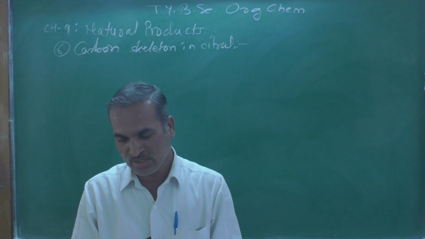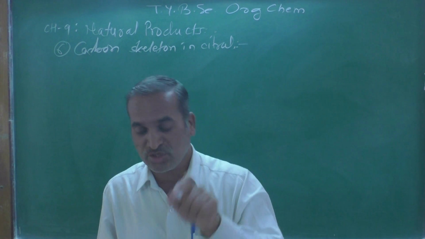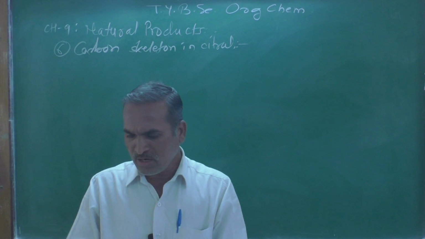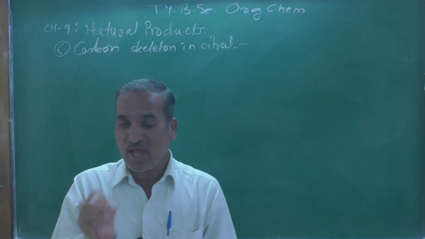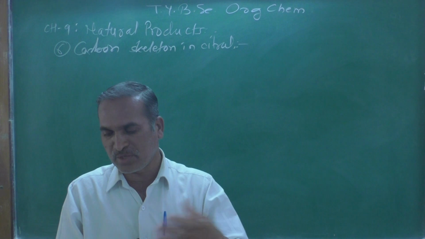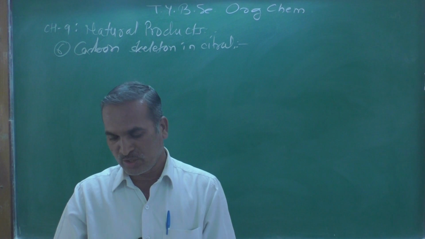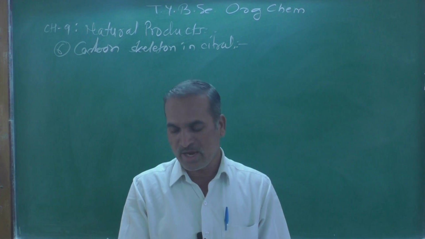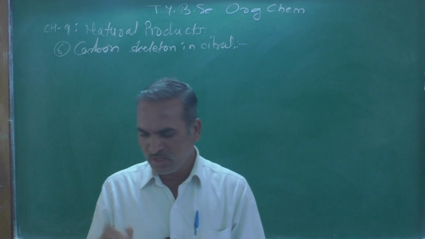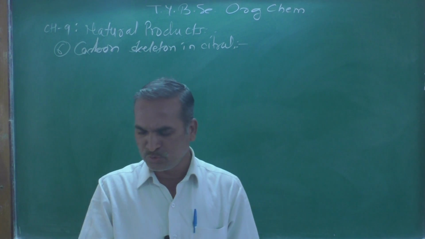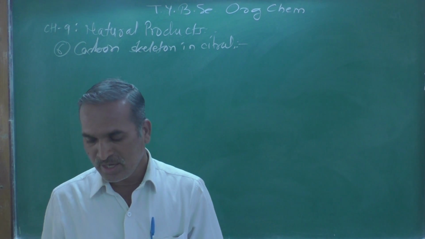Another test: citral on hydrolysis with aqueous potassium carbonate solution under high pressure gives an aldehyde and a ketone, 6-methylhept-5-en-2-one, which is the IUPAC name of the compound we got. Both these reactions prove that citral is a conjugated aldehyde, an alpha beta unsaturated aldehyde.